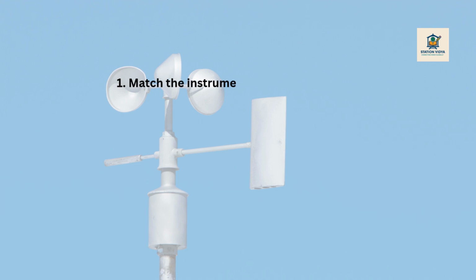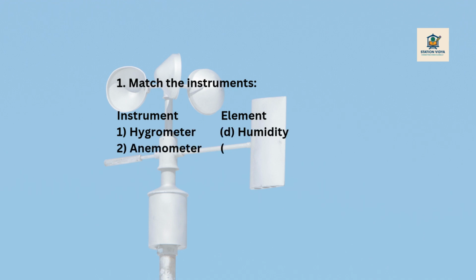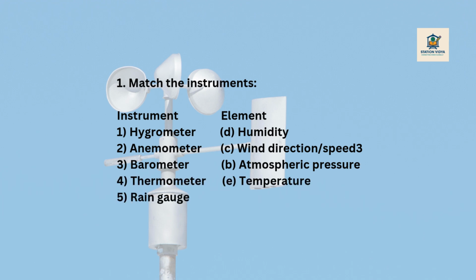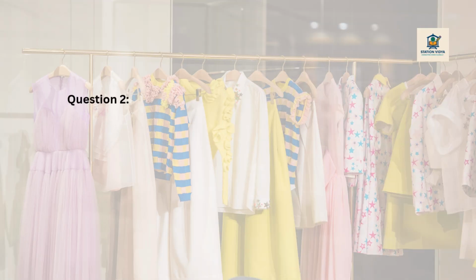1. Match the instruments. 1. Hygrometer, D. Humidity. 2. Anemometer, C. Wind direction, speed. 3. Barometer, B. Atmospheric pressure. 4. Thermometer, E. Temperature. 5. Rain gauge, A. Precipitation.